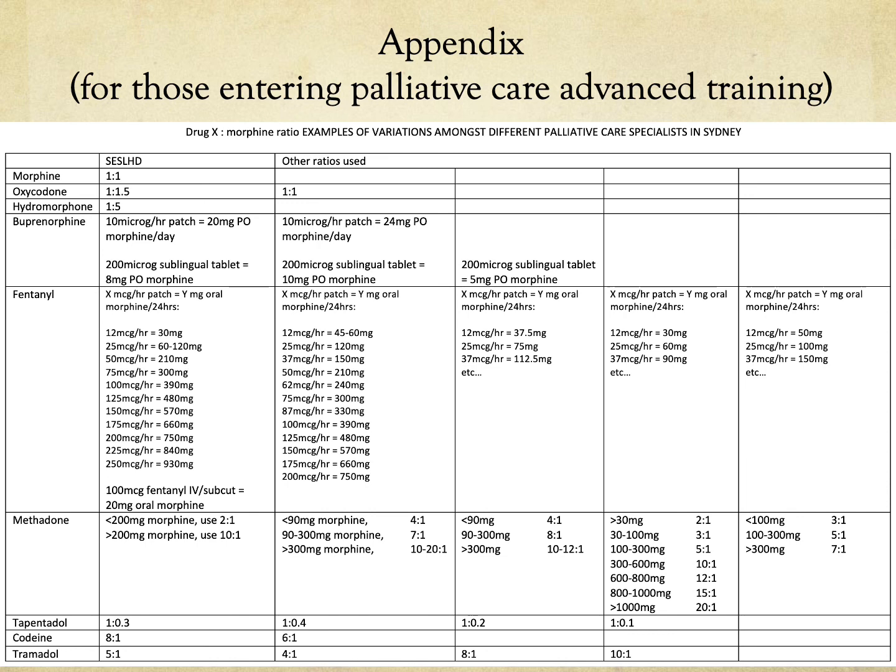This slide shows examples of different opioid conversion ratios used amongst different palliative care specialists in Sydney. The column titled SESLHD shows the ratios we use in our local health district, and the other columns show some examples of ratios used elsewhere. As default, we would use the ratios used in SESLHD, but I do find it useful to look at some of the other ratios possible.